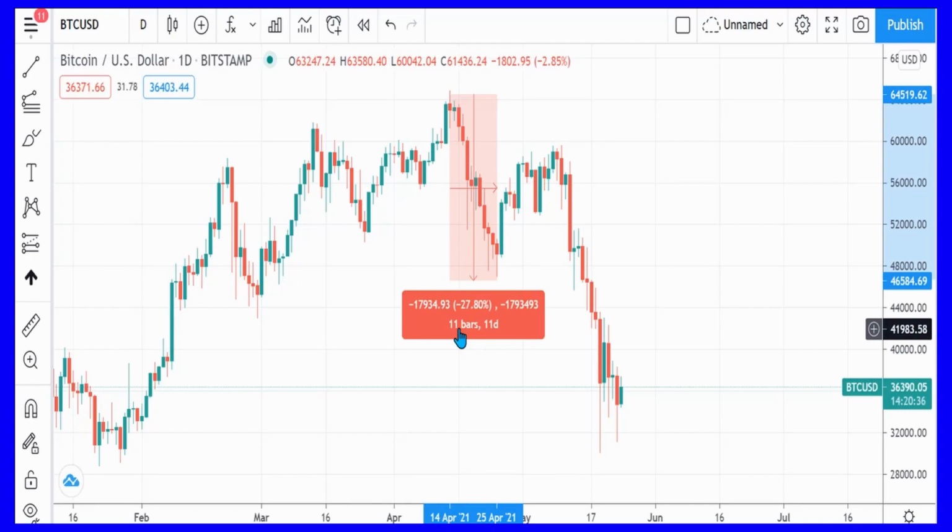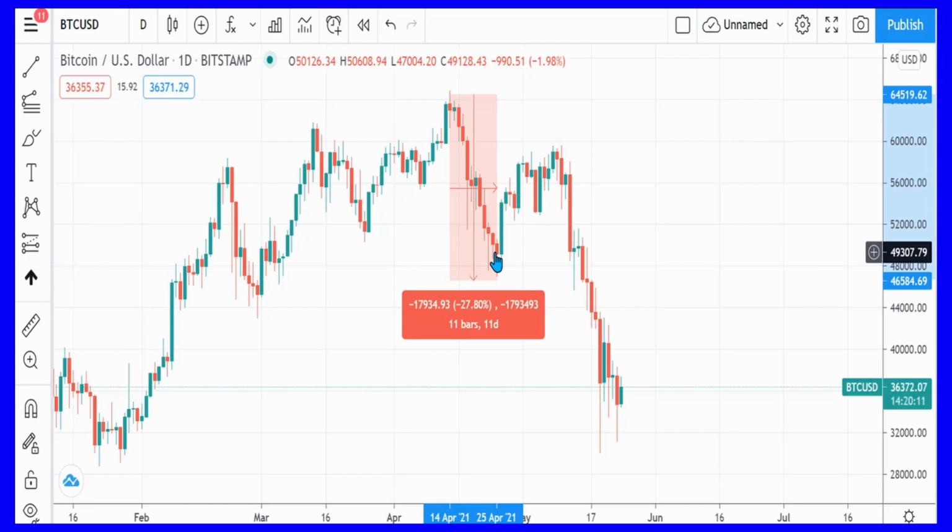It is not really 11 days. Even though we are on a day chart and each bar represents a day, this is a period of 11. If you count them, from there to here there'll be about 12 bars, but in terms of period of time, it's 11. So we're going to use this period of 11.